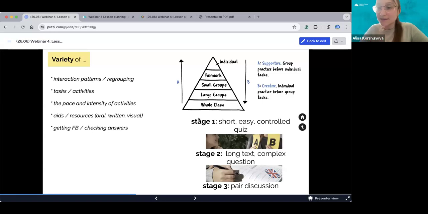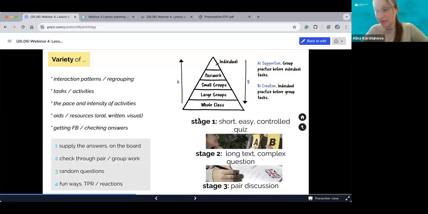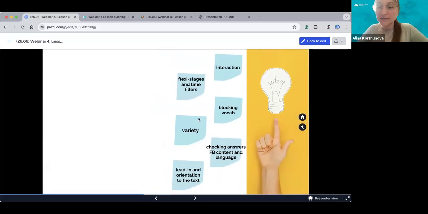And of course, vary the types of feedback, how you get feedback from your learners. You can give them the answers. You can show the answers on the board. You can ask them to check in pairs or in groups. You can ask random questions. You can use fun ways of checking, for example, checking true or false activities using TPR, or reactions if you're working on Zoom. Vary how you get the feedback from your students, how you check the answers. Again, it will make your lessons more engaging and more interesting for your learners.